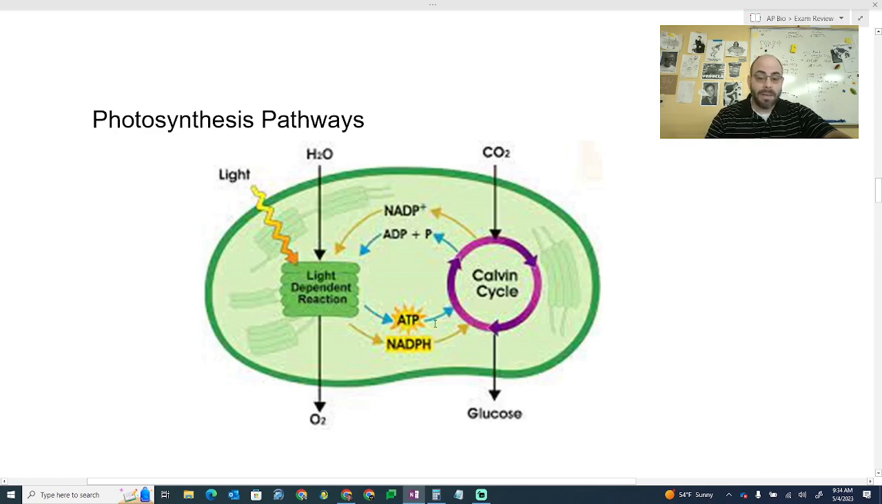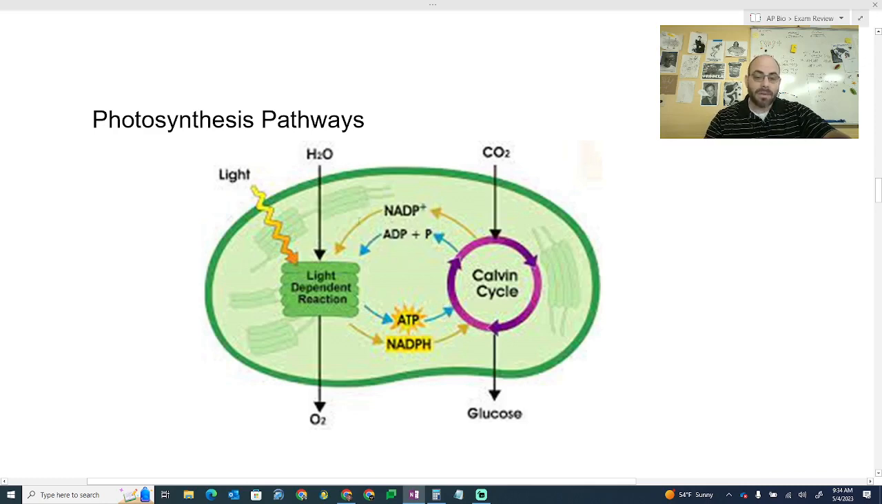Those electrons are going to be picked up by this molecule here. Well, actually it's this one up here called NADP+. NADP+ is an electron carrier. It's going to pick up those electrons, turn into NADPH, and it's headed to the Calvin cycle. Well, ATP is also made in the light reaction, also headed to the Calvin cycle, both of them to expend their energy, which is why they don't have the little boom signals around them.